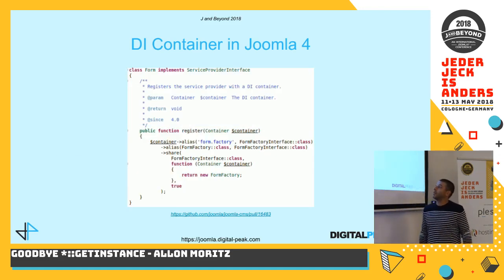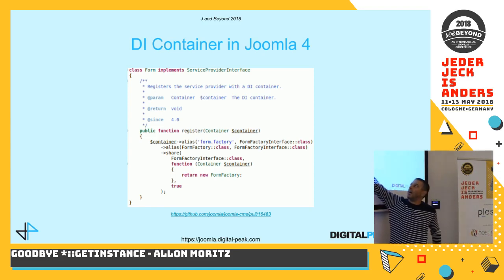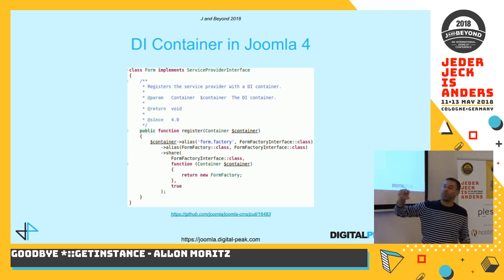This is a screenshot of a pull request I did for the form service. Like before, you did JForm getInstance, and now you do that over a form factory. You see here, we have a share function. It's a shortcut function for set. Setter has multiple arguments, like if it's shareable, if it's protected, overridable, this kind of stuff.